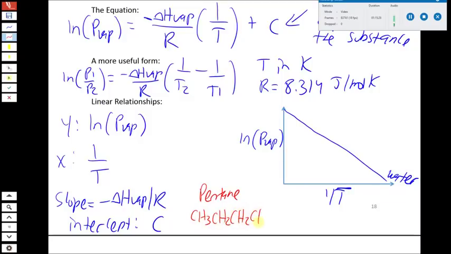Okay, so water has hydrogen bonding, which is a pretty strong intermolecular force. So that means it has a pretty high enthalpy of vaporization. Those two are directly related to each other.